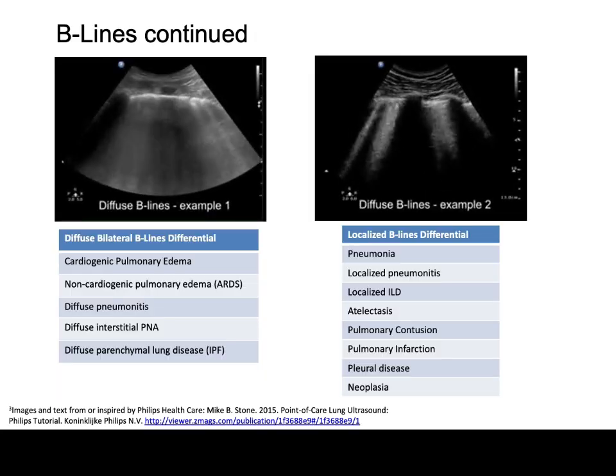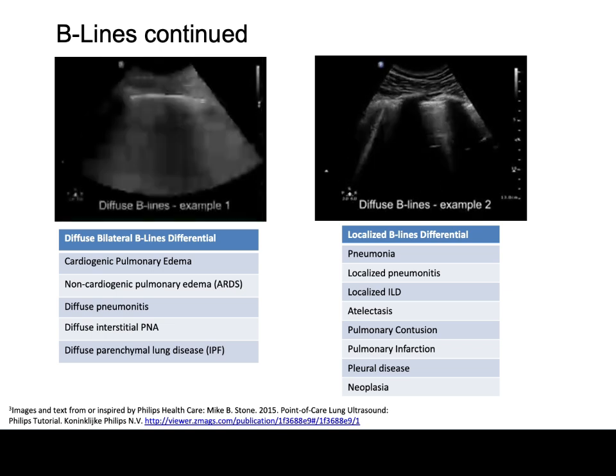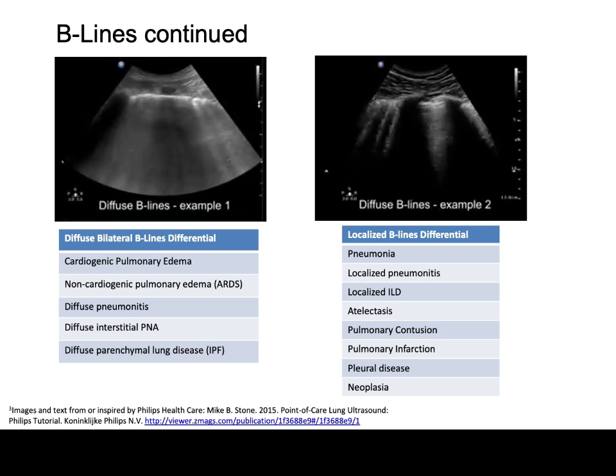Here are examples of multiple B-lines seen on ultrasound in real time. On the left-hand side of the screen, you can see a differential diagnosis for diffuse bilateral B-lines that includes both cardiogenic or non-cardiogenic pulmonary edema, diffuse pneumonitis, diffuse interstitial pneumonia, and diffuse parenchymal lung disease.